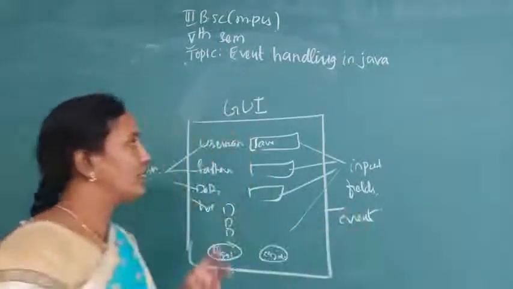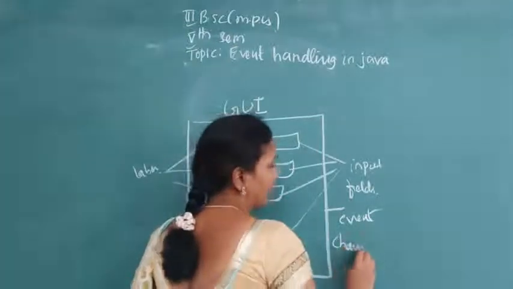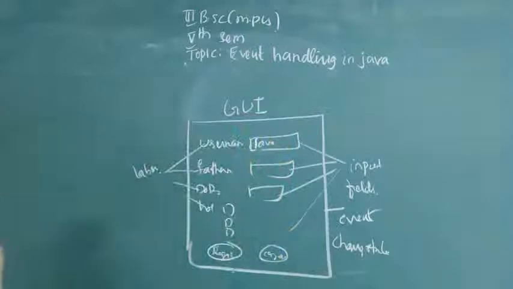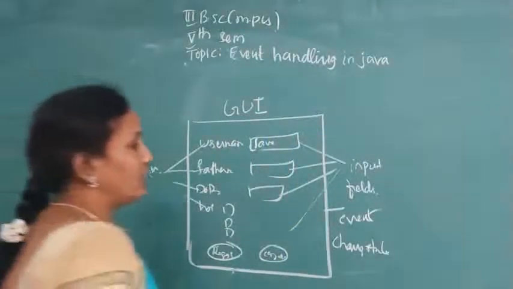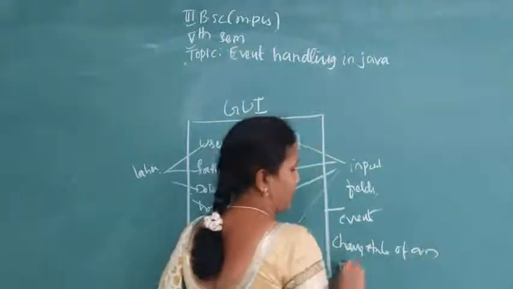So here, event means it is a changing state of an object. What is an event? Changing the state of an object.